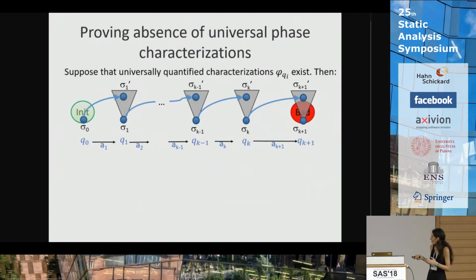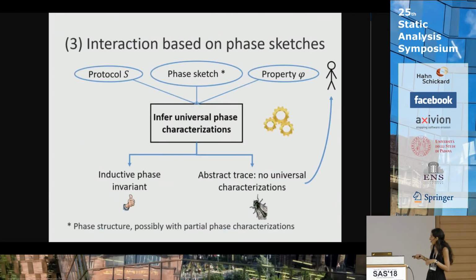So let me skip now the proof for why this happens and go back to this slide. So eventually this is the third form of interaction that I wanted to mention. Here what we do is we let the user specify the protocol and the property and the phase sketch. The sketch can be just the structure of the automaton, but it can also include some partial characterizations of the phases. And then we use phase UPDR to infer the phase characterization. If it succeeds, we are happy.